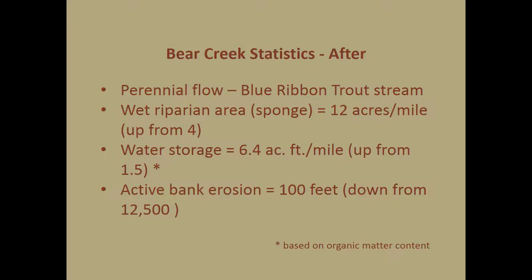Bear Creek, which we just discussed, is one of the most noted recovery stories ever recorded. It is currently a perennial flow blue ribbon trout stream, from no fish in 1977. The wet riparian area, or sponge, was measured at 12 acres per mile, up from 4. The water storage capacity was calculated at 6.4 acre-feet per mile, up from 1.5. And only 100 feet of active bank erosion was measured within the reach, down from 12,500 feet.